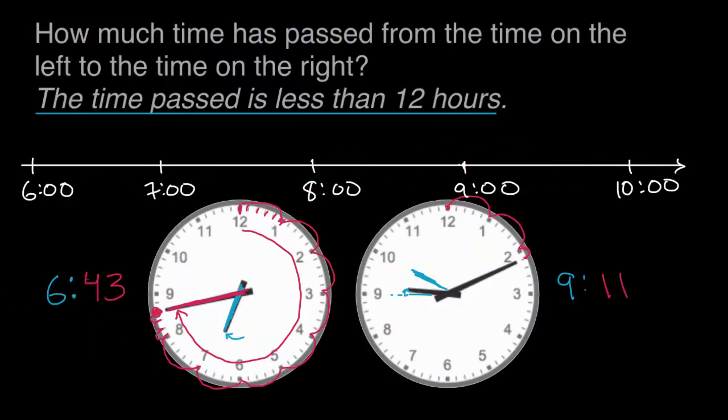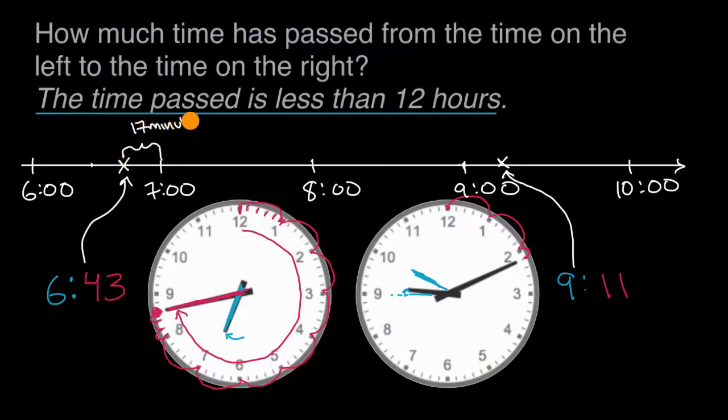And so we are starting at 6:43, which is going to be, and I just have to say roughly, right over there. That's where we are starting. And then 9:11 is going to be roughly right over there. So that is when we are ending. So how much time has gone by? Well, to go from 6:43 to 7 o'clock, how many minutes is that? Well, to go from 43 minutes to 60 minutes, you have to add 17 minutes. So this right over here, that is 17 minutes.